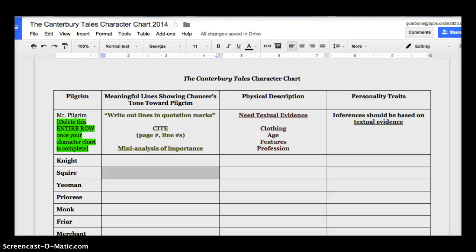number within parentheses. Below that, you are expected to offer a mini analysis of the importance of those lines, where you should identify the tone that Chaucer has and support how those lines show that inference. This should be completed in a mini paragraph, about 3 to 5 sentences.